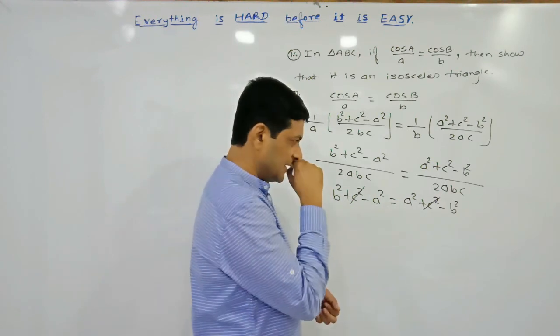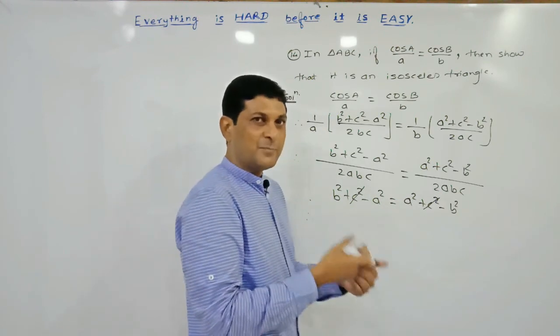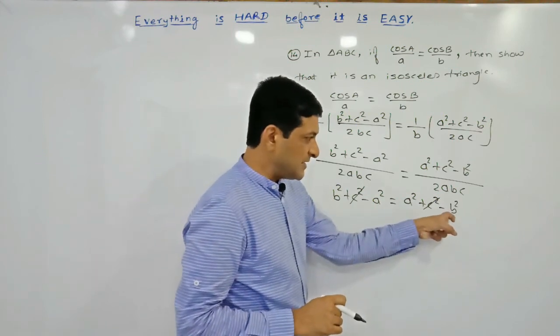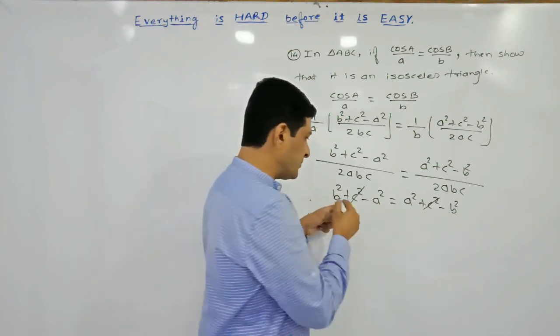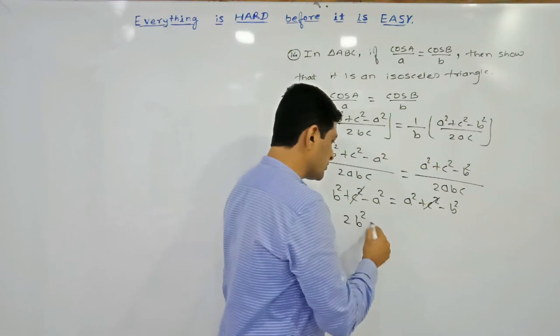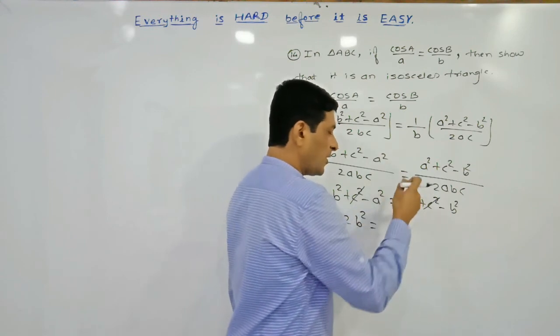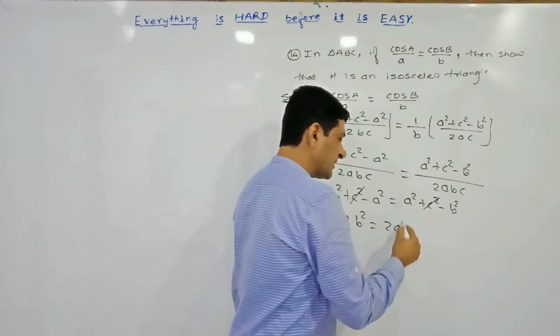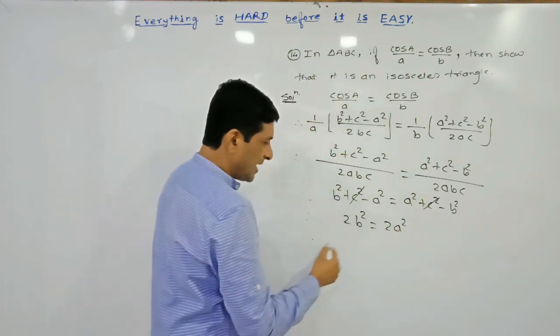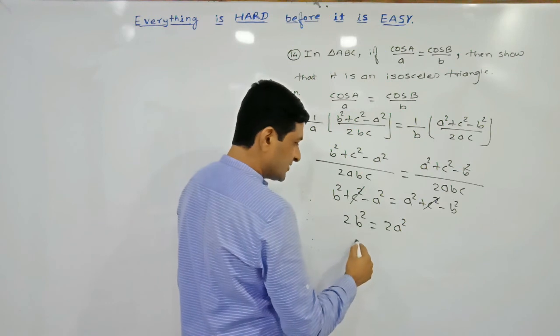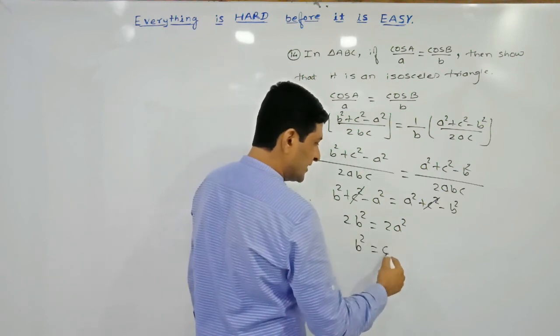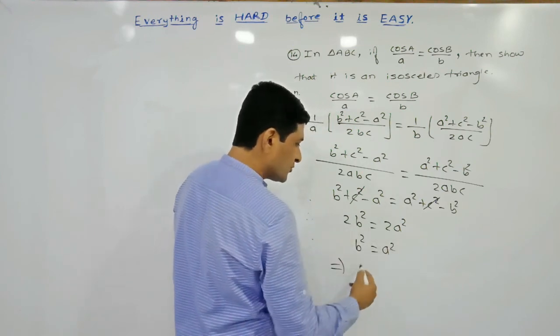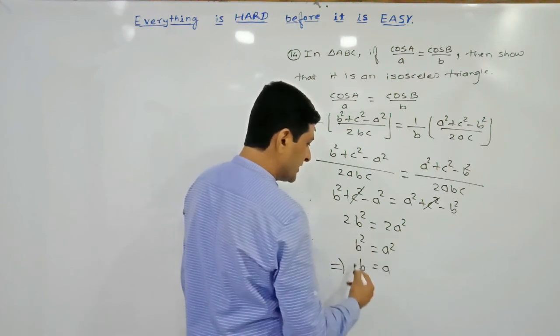Then collect the terms of a square on one side and b square on another side. Minus b square on this side will become plus b square. b square plus b square is 2b square, and minus a square on this side will become plus a square. So a square plus a square will become 2a square. Again, after cancelling 2 on both sides, the remaining term is b square is equal to a square. If we take square root on both sides, b will be equal to a.